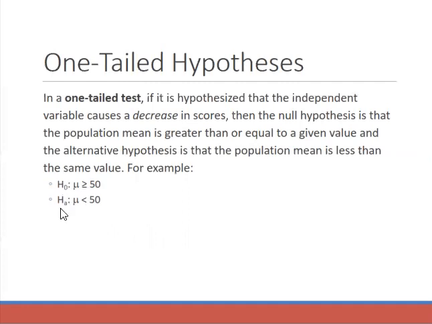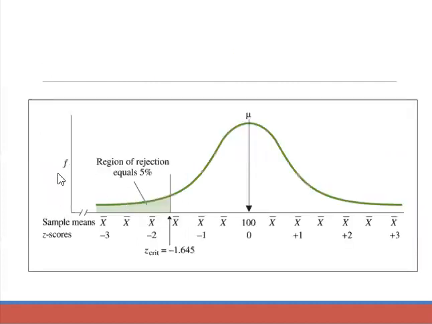And I'll just note here another alternative way of notating the alternative hypothesis is HA. We typically use H1, but that's another way of describing it. So here, our region of rejection is on the left side.